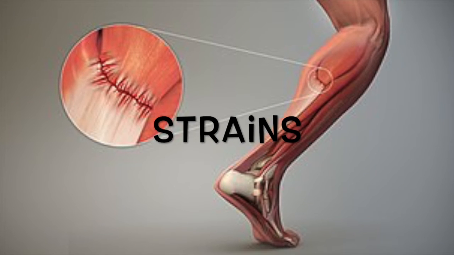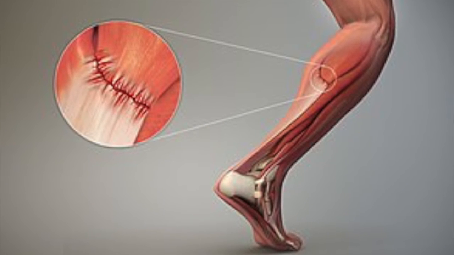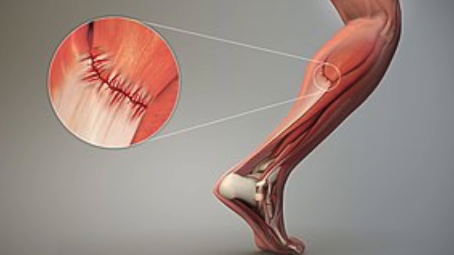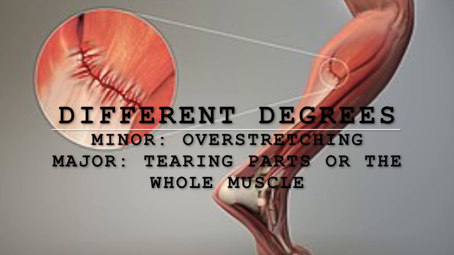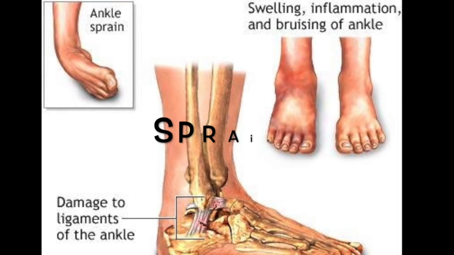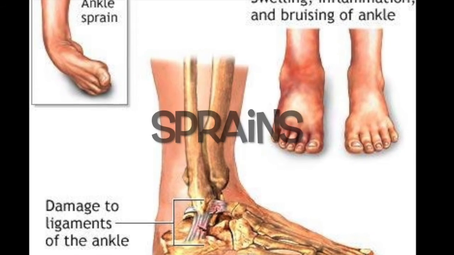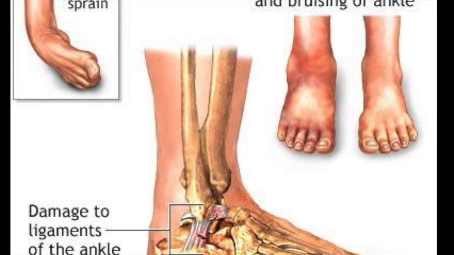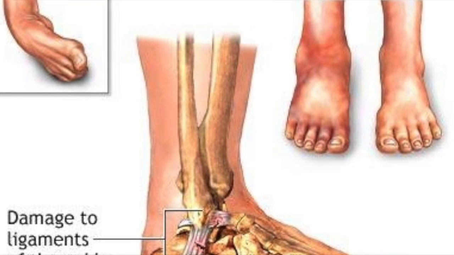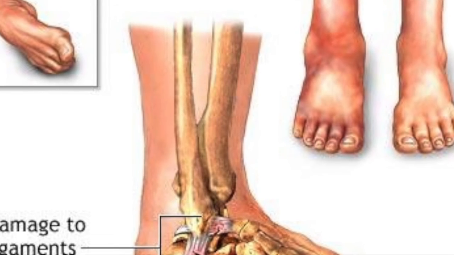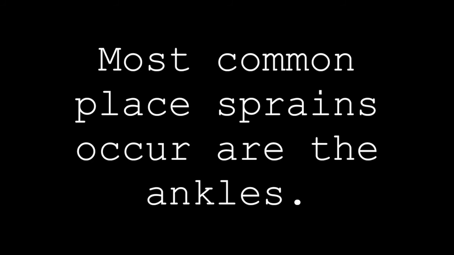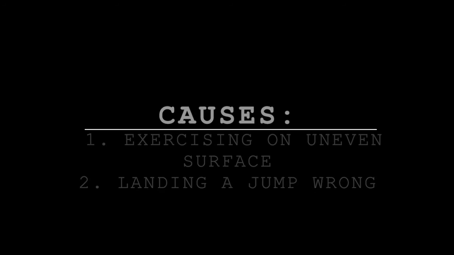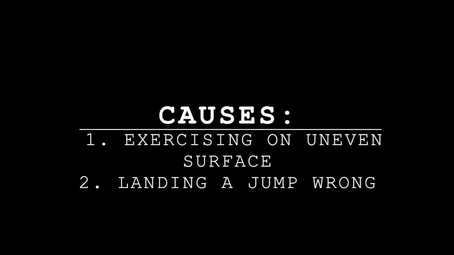Muscle strains are an injury to the muscle that is often caused by overuse or improper use of that muscle. Muscle strains have varying degrees and can be from simply overstretching a muscle to tearing parts or the entire muscle. A sprain is different from a strain and is an injury to a ligament, which is caused by an abnormal force experienced by a joint. This causes the ligament to stretch or tear. According to the Mayo Clinic, the most common area that sprains occur are in the ankles and can be caused by exercising on an uneven surface or having an improper landing from a jump.